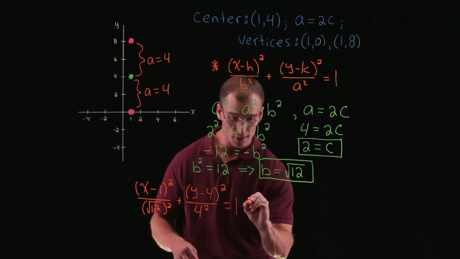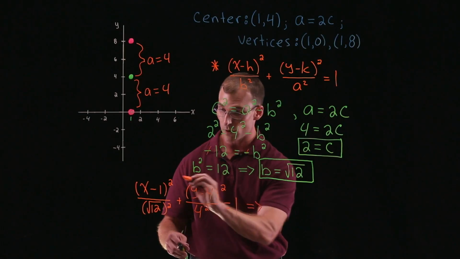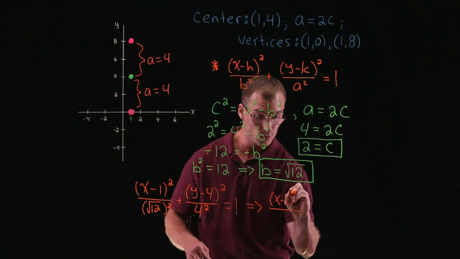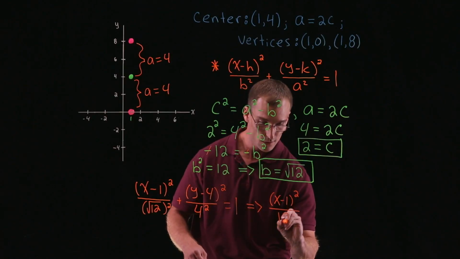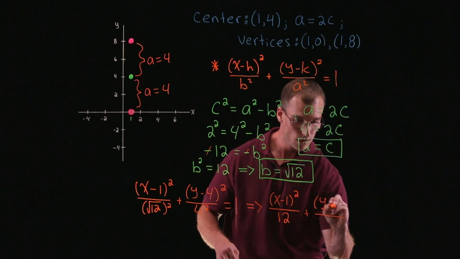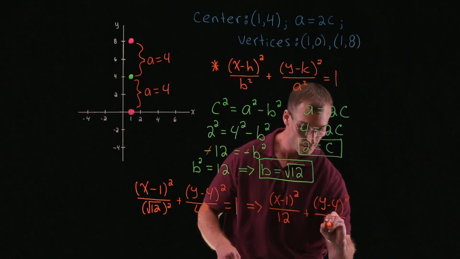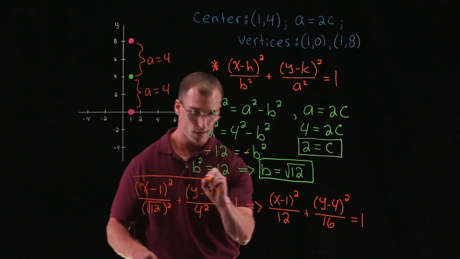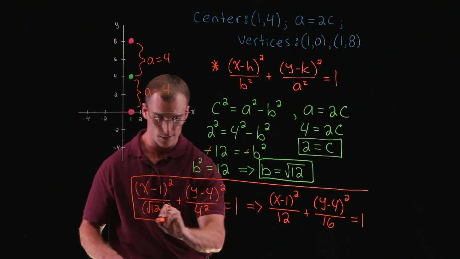Now, this is a sufficient form to leave it in, but we can also simplify the denominators, and we'll go ahead and do that. So we can also write this in standard form as the quantity x minus 1 squared, all over the square root of 12 squared, which is 12, plus y minus 4 squared over 4 squared, which is 16, and that's equal to 1. So in standard form, there we have the equation of our ellipse with our given characteristics.